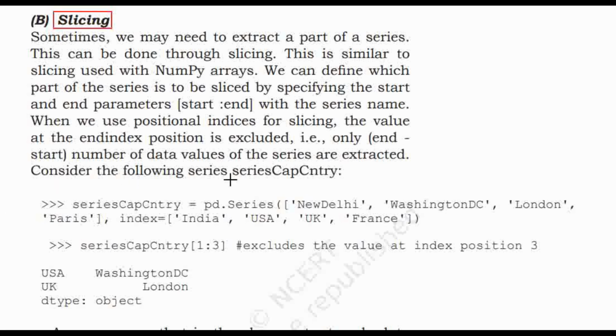Consider the following series cap country. Series cap country equals pd.Series New Delhi, Washington, London, Paris, index India, USA, UK, France. Series cap country 1:3 excludes the value at index position 3. USA, Washington, UK, London. Dtype object.